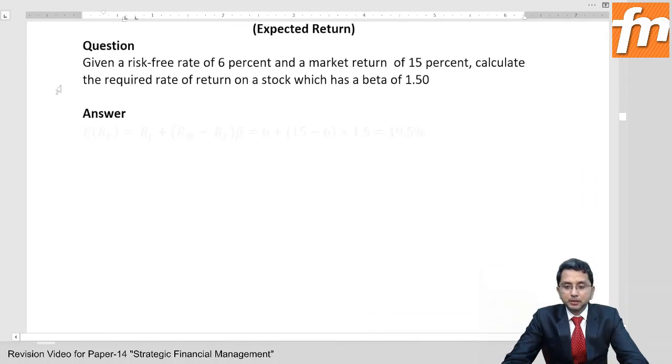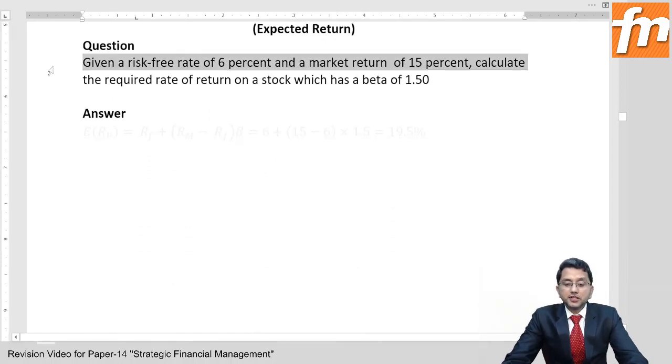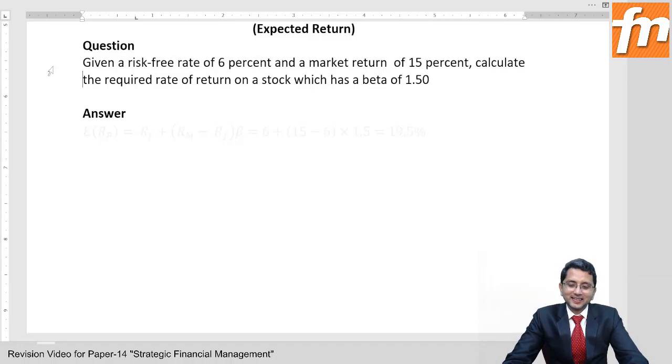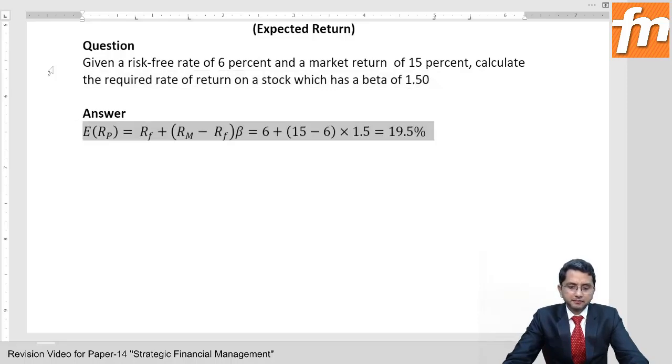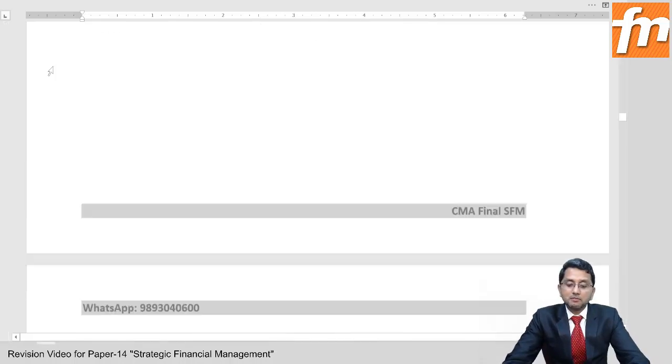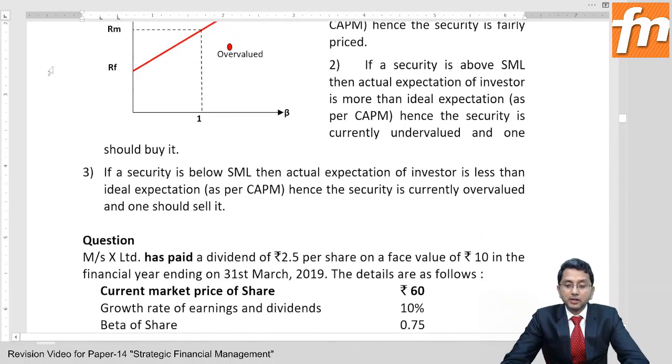Okay, let's take an example. Risk free return is 6%, RF. Market return is 15%, this is RM. Calculate the required rate of return on a stock which has a beta of 1.5. Fantastic. RF is 6 plus (RM minus RF) is (15 minus 6) into 1.5 beta. And the answer is 19.5%. Ideally, an investor should expect a 19.5% return on his investment.